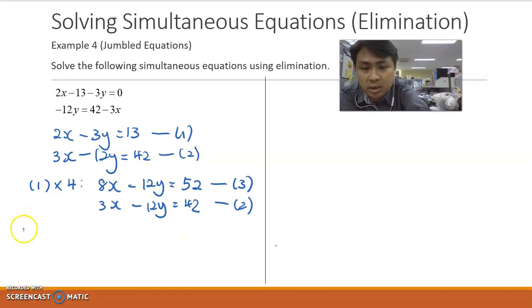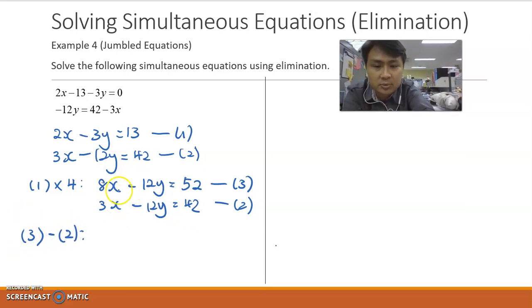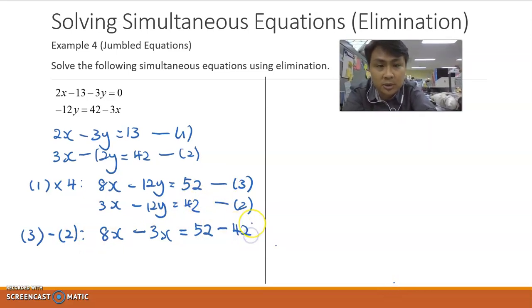So equation 3 minus equation 2. If I do a subtraction, I'll take 8x from equation 3, minus is my choice, 3x is from equation 2. Then the y terms will be 0, so I don't need to write it. Equal 52, which comes from equation 3, minus is my choice, and 42, which comes from equation 2. Then 8x minus 3x, I get 5x. 5x equals 10. x will be equal to 2.